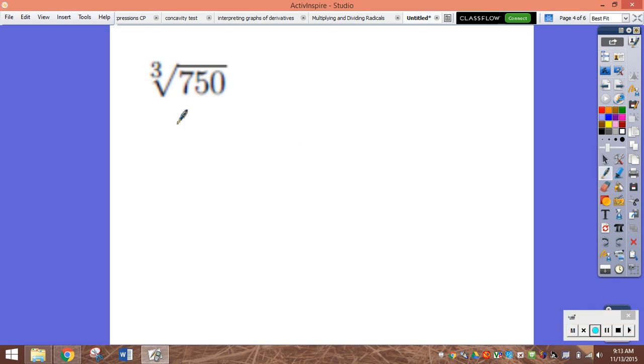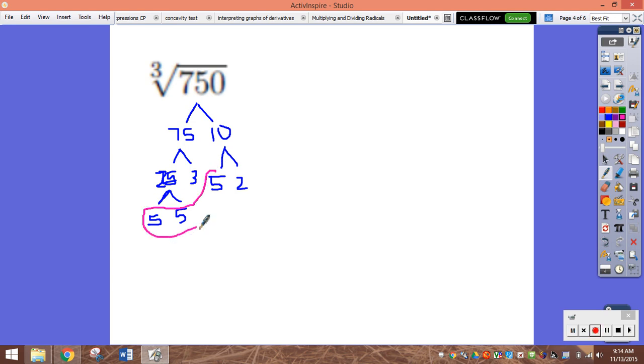I'm just going to factor 75 first, and just a heads up, I'm using the mouse to write, so my handwriting might be pretty bad. So 75 times 10 will give me 750, and then 75 can factor with 25 and 3, and then 25 factors to 5 and 5. So 5, 5, and 3, those are prime, so I'm done there. And then 10 factors into 5 and 2. So what I'm going to do is circle my groups of 3. So I have a group of 3 5s. And then I have this 3 and this 2 left over.